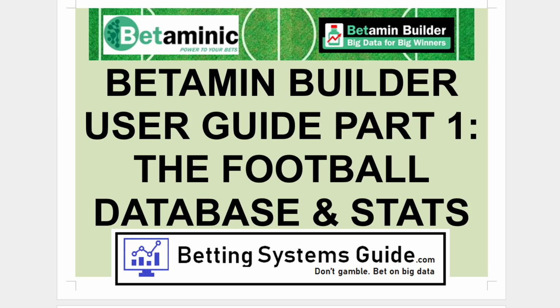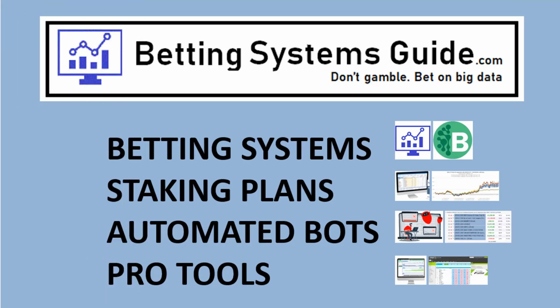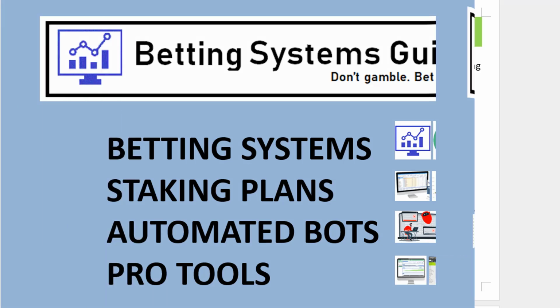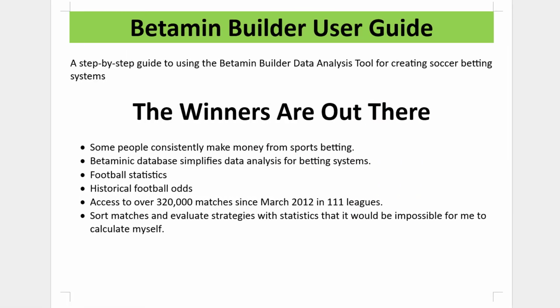In this video, I want to introduce to you what you can actually do with the Betamin Builder. The Betamin Builder is a football database that matches historical odds with football statistics, and we can put them together and use them with different filters to find out what betting systems worked in the past, and when we have those, that gives us a good starting point to plan our future betting systems.